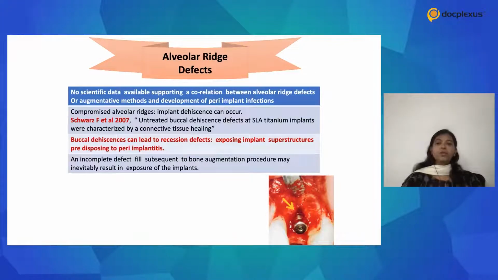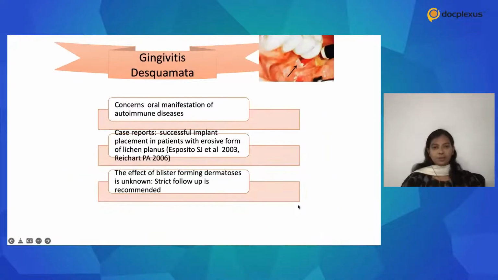So this also will lead to exposure of the supracrestal structures, which will lead to peri-implant diseases. Desquamative gingivitis also, there are reports of autoimmune diseases and desquamative gingivitis, which will lead to compromise in the gingival structures, which will lead to inflammation around the implants.